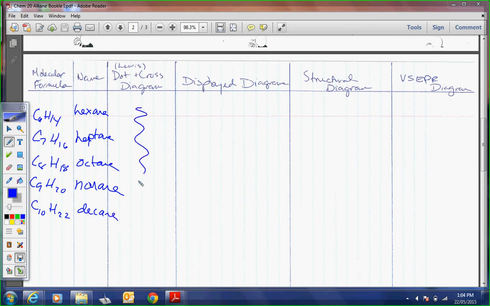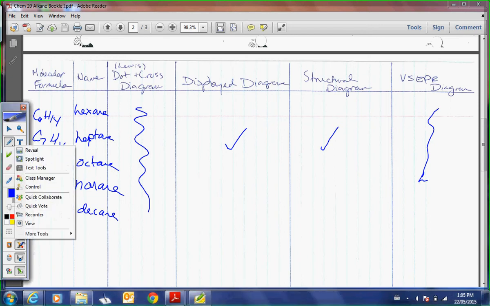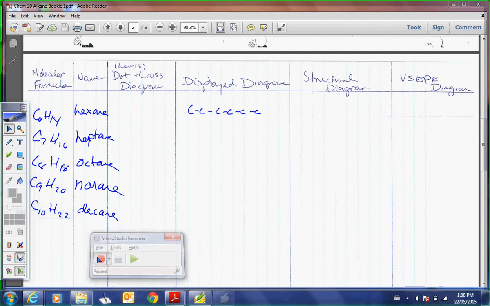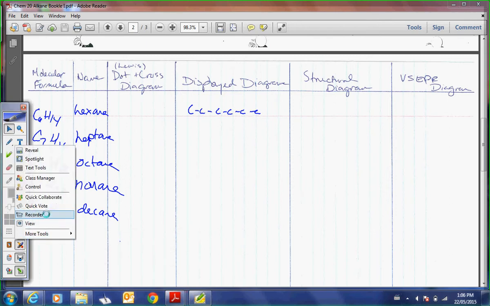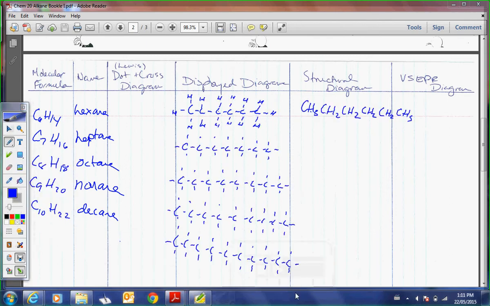Don't bother doing the dot and cross diagrams now, because I'm trusting that you know how to do them. Can you do the displayed diagram and the structural diagram? And don't do the VSEPR diagrams, because we know that they are tetrahedral around each carbon. Done. Sorted. Dot and cross diagrams are getting a bit nauseous now, so we'll just do the displayed and structural. Okay, so all of my sticks have hydrogens on them. I'm just not writing them down because I'm lazy, but they're all there.